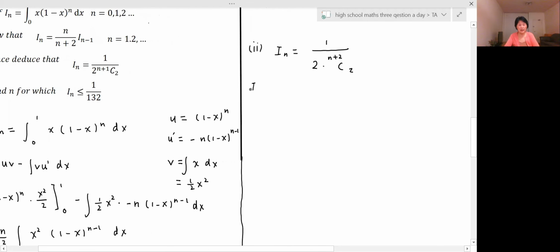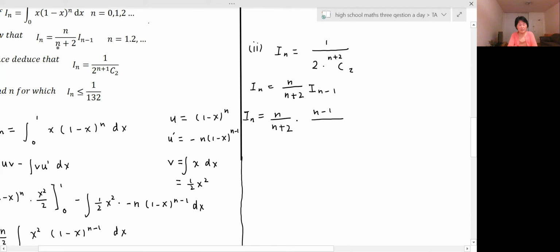Okay, so I_n equals (n)(n+2) times I_{n-1}, minus this one. So I can write I_n will be equal to n(n+2) times I_{n-1}. That means this one times the I_n, using n minus 1 to replace, will be n(n-1).